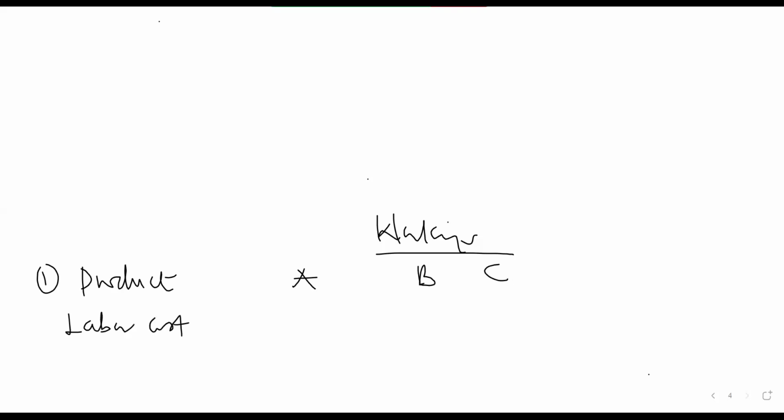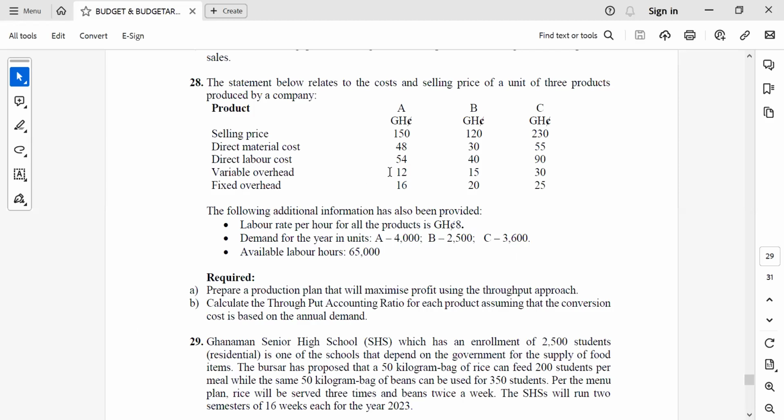Okay, what will be the labor cost for A? What is the labor cost per unit? 54. So what is the annual demand? They said that we should assume that it is based on the annual demand. What is the annual demand for A? 4,000. Okay, so what will be the total labor cost?